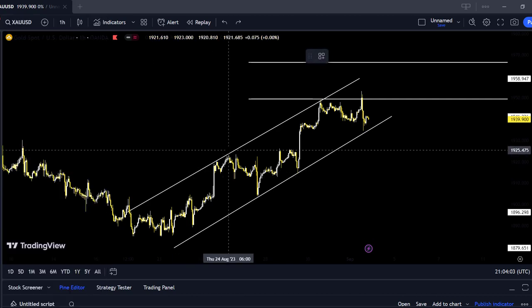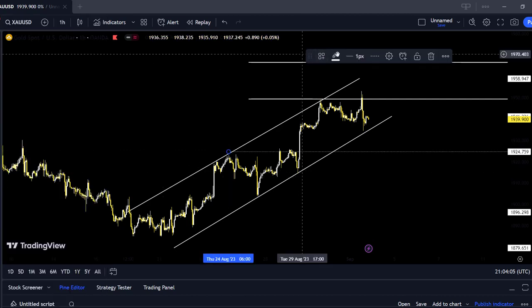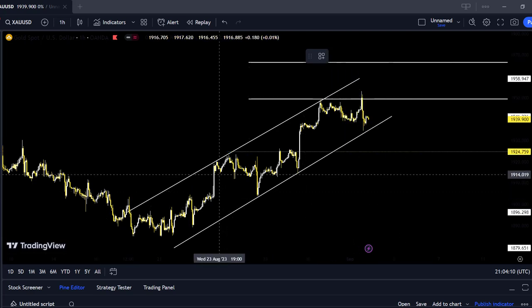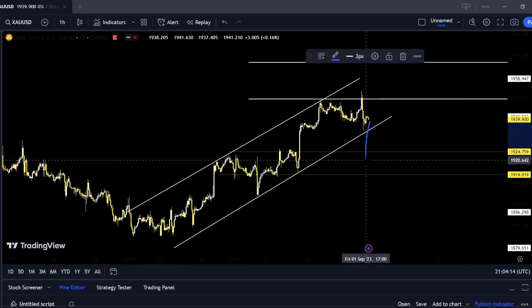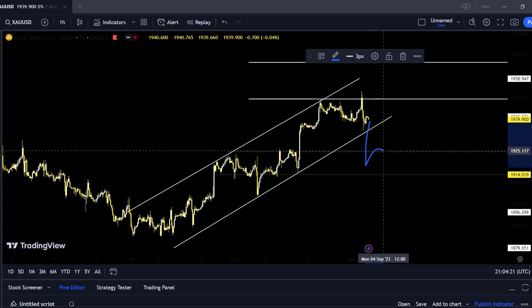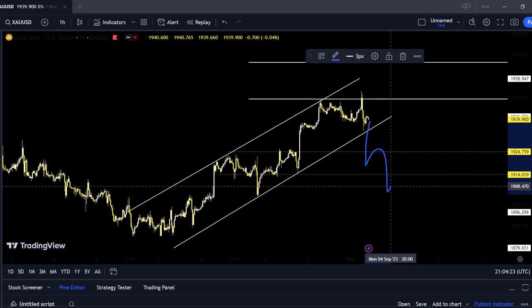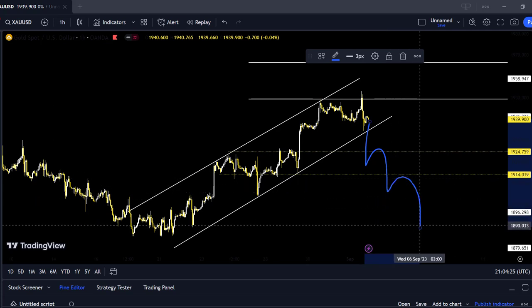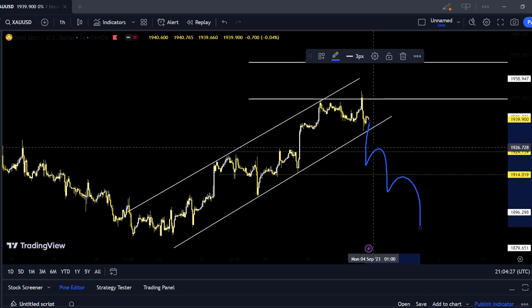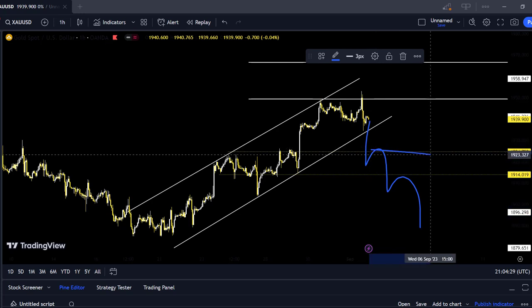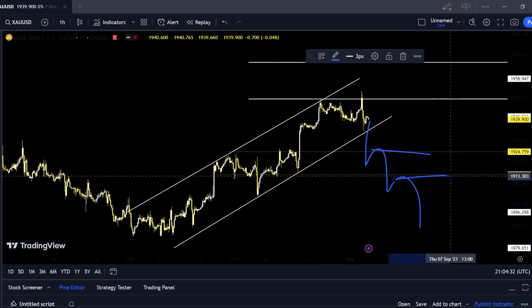Okay, this is our first strong support area, and this is our second. So if the gold manages to break this area, then it's going to retest this, then it's going to fall down, then it's going to retest this, and then fall down. So you can take entry at this point and at this point. Don't enter without any confirmation.